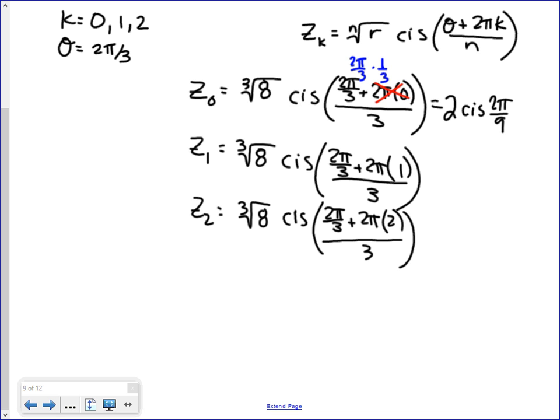Now I do the second root in trig form. Okay, I've got to take 2 pi over 3 plus 2 pi. So it's like 2 pi over 3 plus 6 pi over 3, that's 8 pi over 3. So 8 pi over 3 divided by 3, that's going to give me 8 pi over 9. 2 cis 8 pi over 9. And then I got to do it one more time. This time I got to do 2 pi over 3 plus 4 pi. So I'm thinking 4 pi is the same as 12 pi over 3. So 2 pi over 3 plus 12 pi over 3, that's 14 pi over 3 times 1/3, which is 14 pi over 9. And these are the 3 roots in trig form.